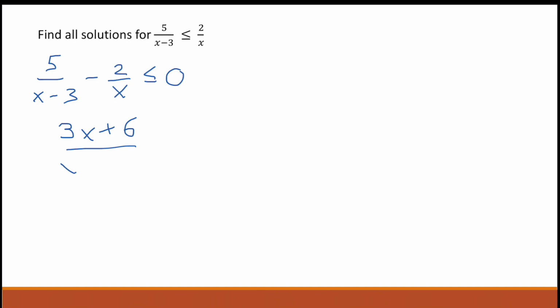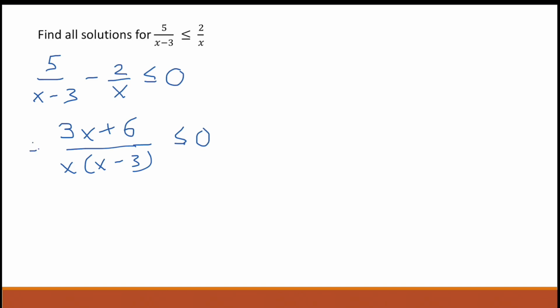Remember, the first step I told you was to bring a 0 on either the RHS or the LHS. So the first step would be to get 5 by x minus 3 minus 2 by x less than or equal to 0. And I'll directly simplify it to 3x plus 6 upon x into x minus 3 less than or equal to 0. I hope that'll be easy enough for you.